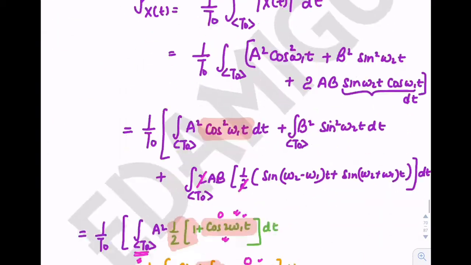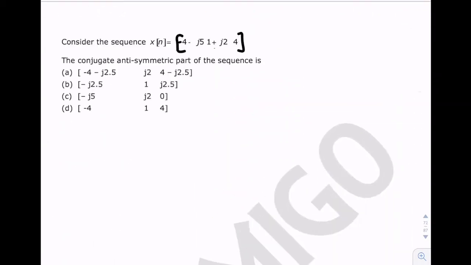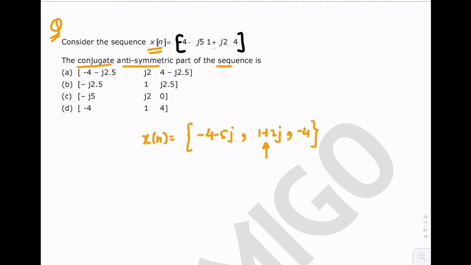Okay, now let's move to the next question. So this is the next question. Here xn is given to us, and let me write xn is equal to minus 4 minus 5j, 1 plus 2j, minus 4. Okay, and this is the 0 mark. Now we have to write the conjugate antisymmetric part of the sequence.